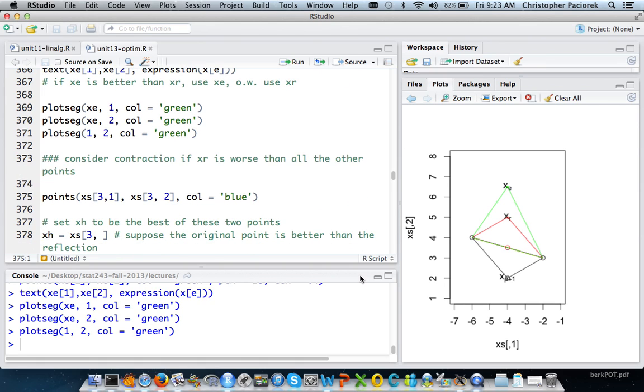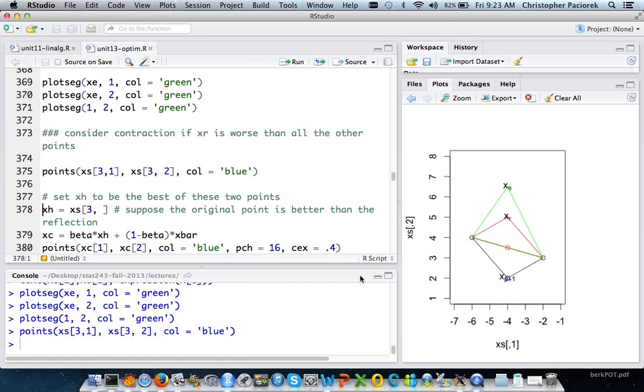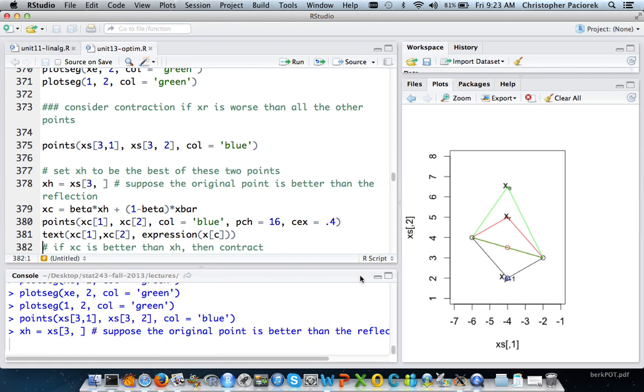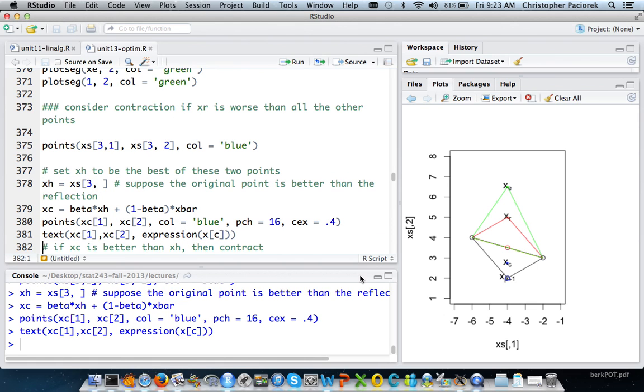Okay, so let's suppose that this point was actually better than this point. So I'm going to now define a new triangle based on the three original points. And this is the contraction step, and now there's a beta in here that's the third of these tuning parameters, and it says how much contraction to do. Okay, so basically the contraction step is to then choose a point in between here and here.